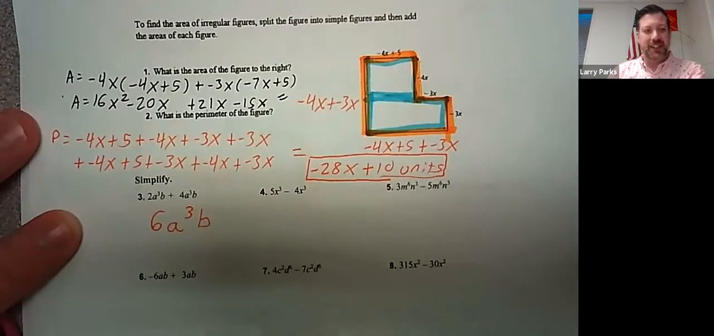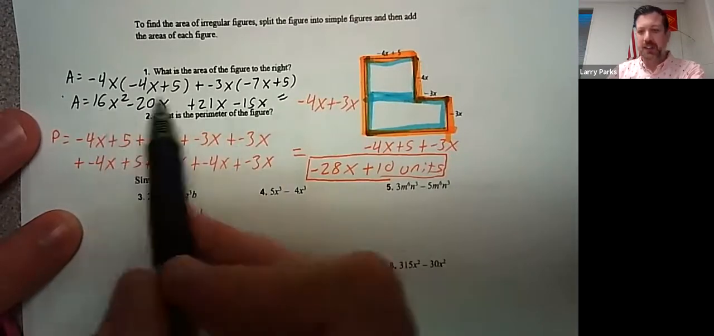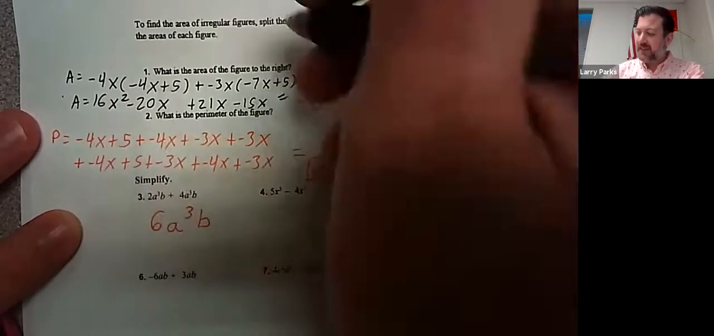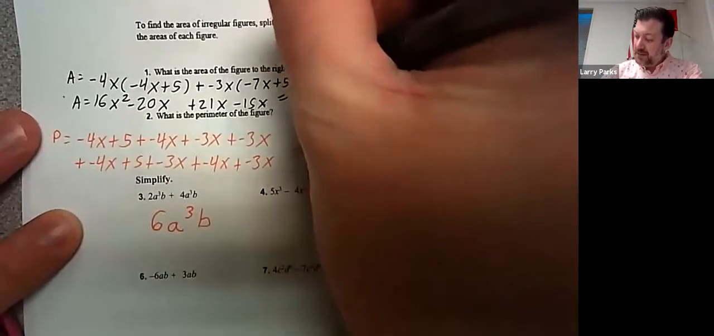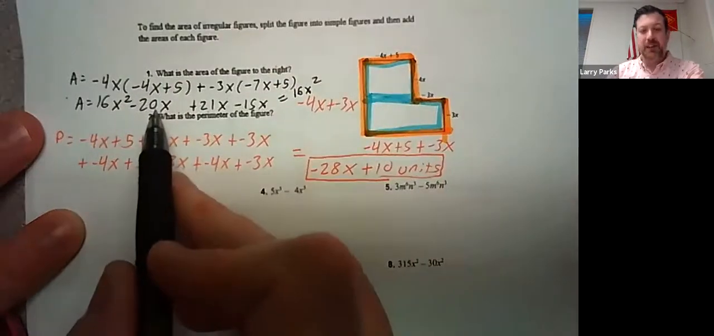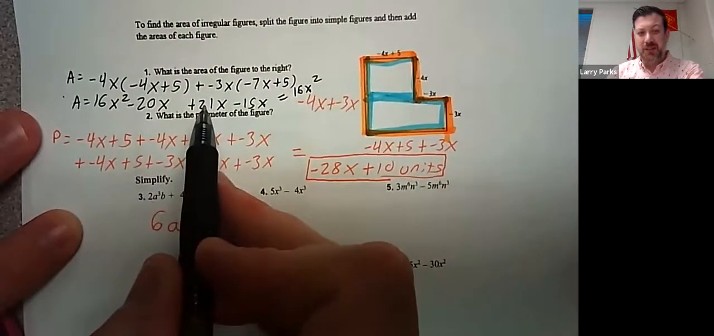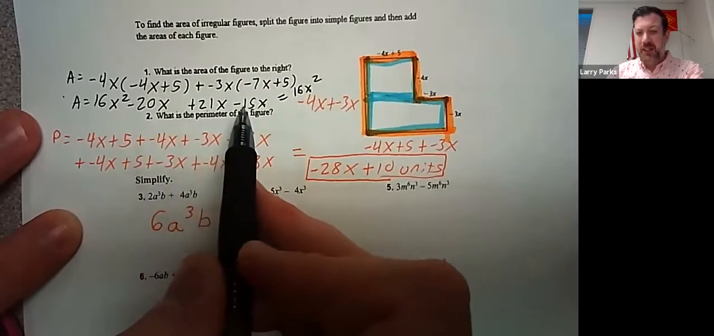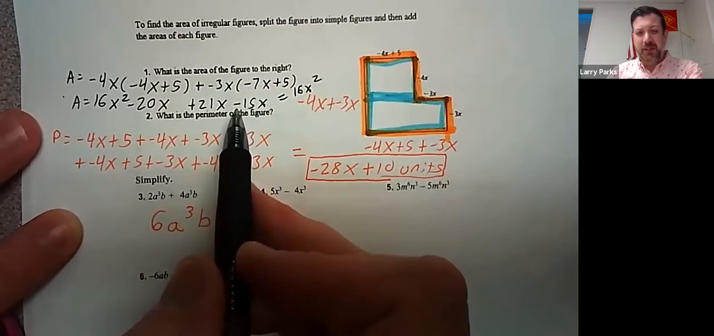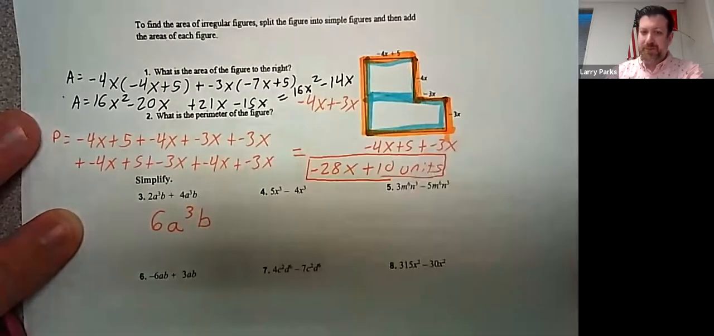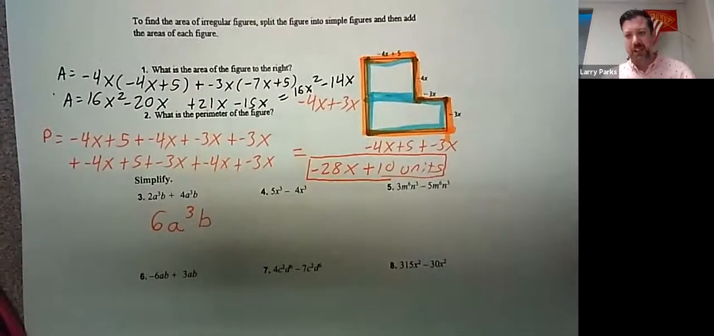And then I reduce all that. Let's see, x squared, there's only 1. Well, there's actually 16. Negative 20 plus 21 is 1. And then you take your 1 minus your 15, and you get negative 14x. And it'd be units squared. I just ran out of room. So that is how you find perimeter and area.